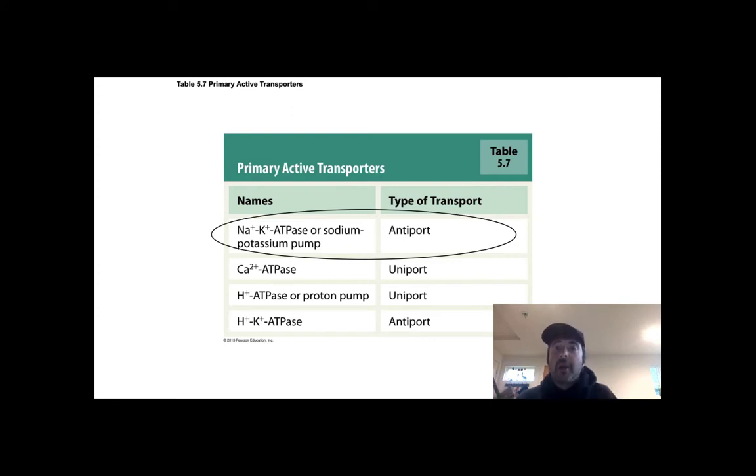We're talking about primary active transporters that physically bind to things like calcium and move that calcium not with its concentration gradient, but against its concentration gradient. The most important of the pumps that we're going to talk about, of the ATPases, is the sodium-potassium pump. You've probably seen me wear three or four different shirts that have the sodium-potassium pump on it. It's an extraordinarily important protein.